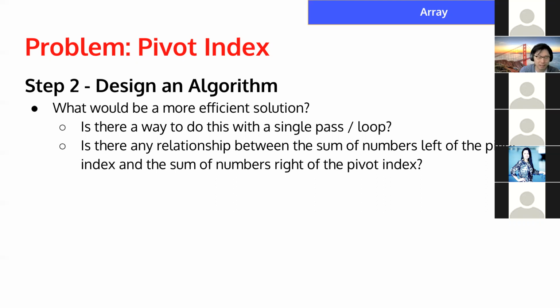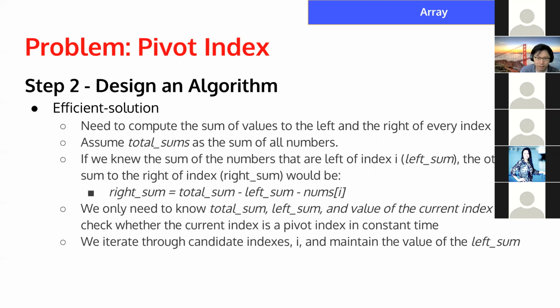And another question that was really helpful in this problem, which Wilmer was able to figure out, was: is there any relationship between the sum of numbers left of the pivot index and the sum of numbers right of the pivot index, right? So in this case, yes, there was a special relationship between the left sum and the right sum that you could also relate to the total sum to make it more efficient.